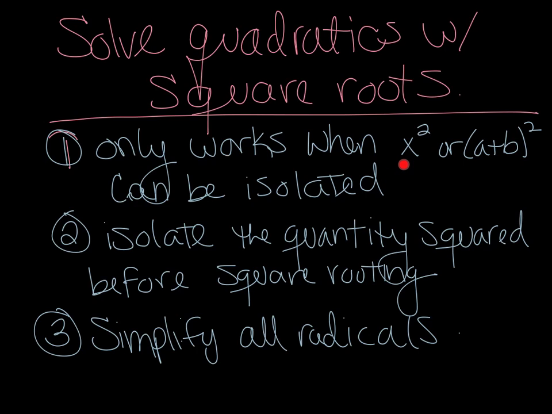You can only have a quantity squared, so either a variable just squared by itself or something in parentheses squared, and then a constant or a number on the other side. Otherwise, you're going to have to use a different method of solving, which we'll learn in the next few assignments. So that's the first thing you have to look at: can I actually use the square root method? The second thing is that once you've identified you can, you want to isolate that quantity being squared. So you want either x squared by itself on one side or something in parentheses squared by itself. Once you've gotten that, then you can actually square root.